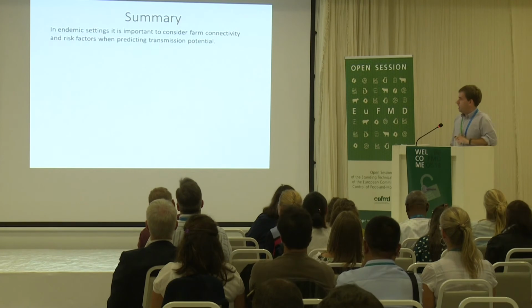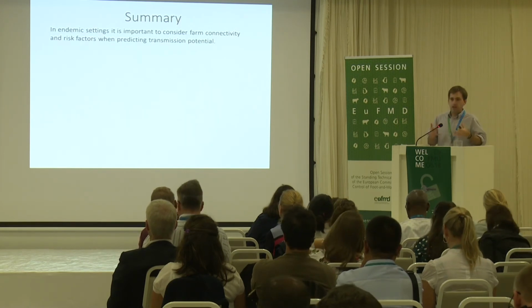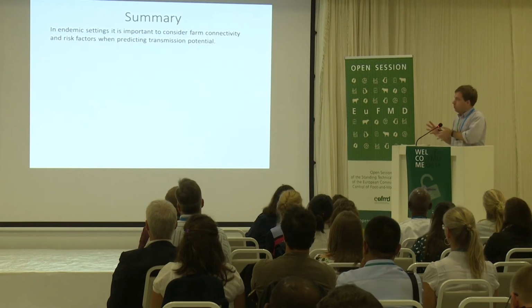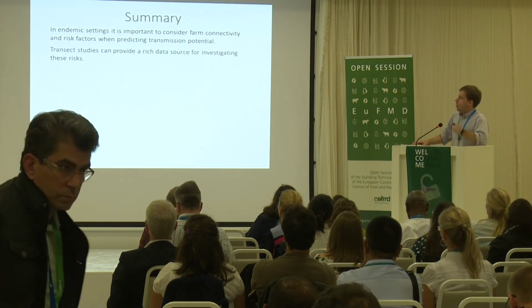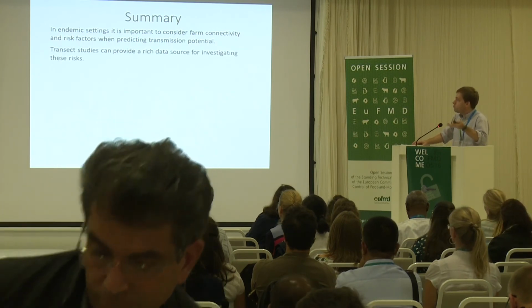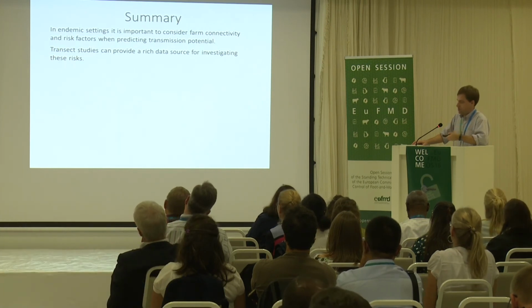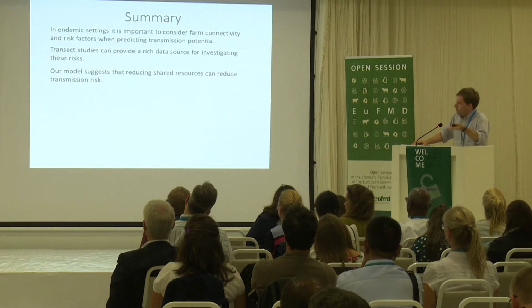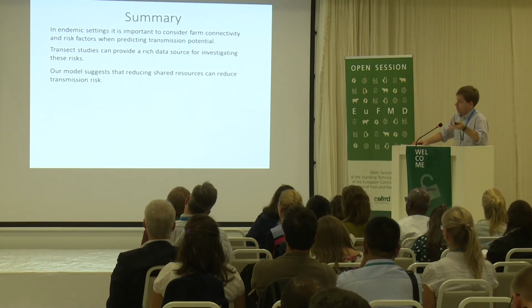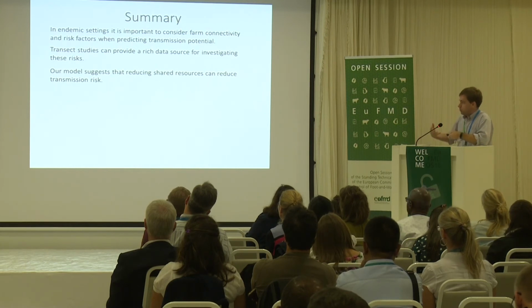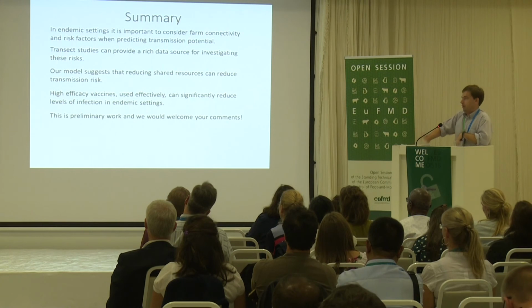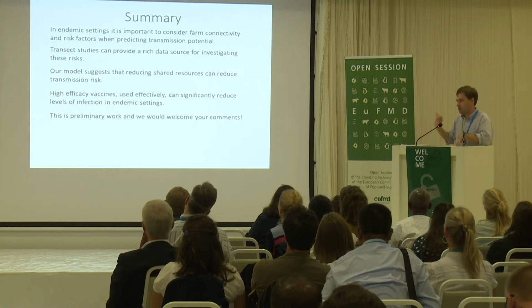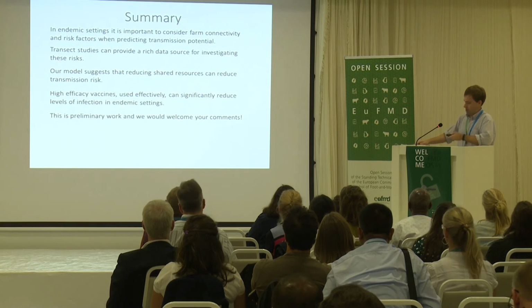Okay, so just to summarise, hopefully that was brief enough. The main thing to take here is don't take an epidemic model and port it over to an endemic setting without considering risk factors. It's really, really important. These transect studies, we believe, can provide really rich data for investigating these risks. And the model that we've developed suggests, and I'm saying suggests because it's very much preliminary work, that reducing these shared resources can reduce transmission risk. And these high efficacy vaccines, if we can use them effectively, could significantly reduce the levels of infection in these settings. Now, I've said this multiple times, but I can't say it enough: this is preliminary work, and I really welcome comments about this.